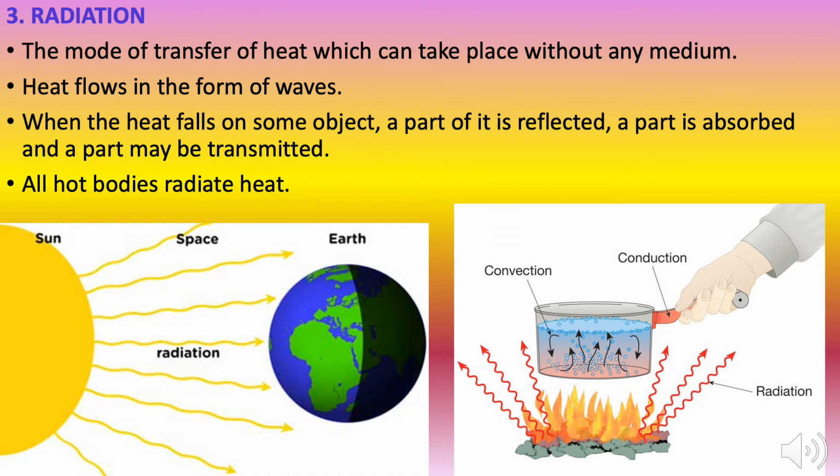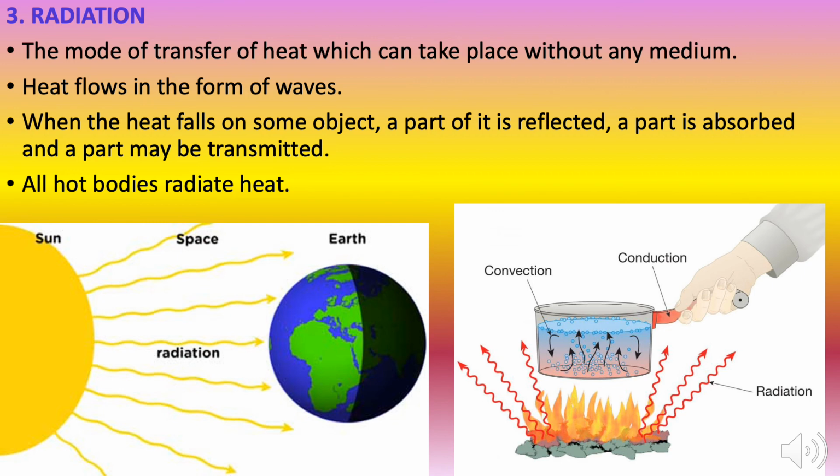So, the mode of transfer of heat from distant sources in the environment without requiring any medium or contact is called radiation. In this process, heat flows in the form of waves. So, we can also define radiation as the spread or flow of heat in the form of heat waves.